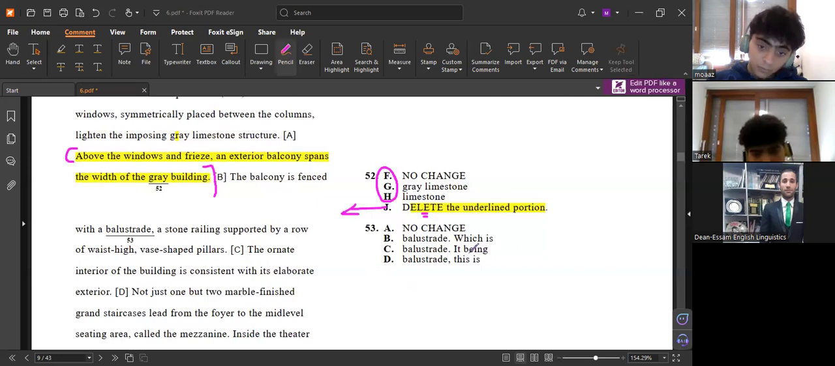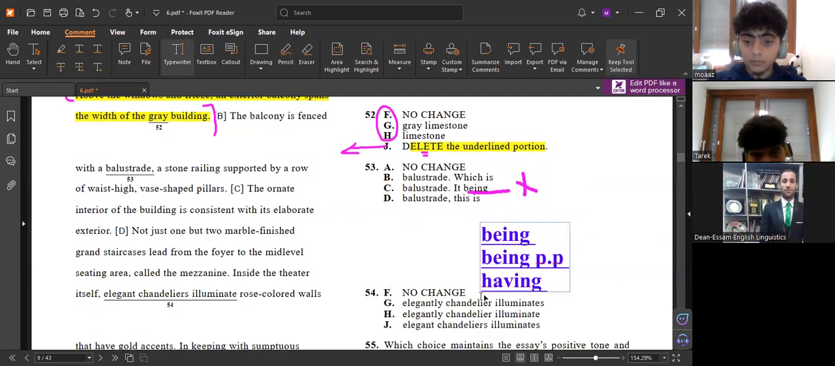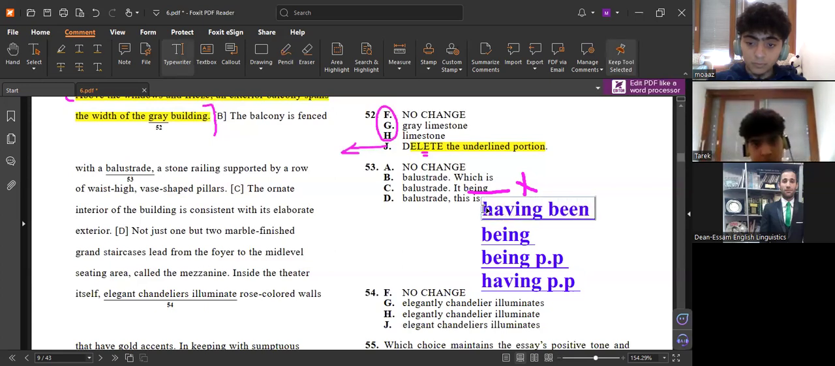Number one, the word being, common mistake, wrong. Any word, remember, not any sentence, any answer with been is wrong. And remember the common mistakes. Any answer with being plus past participle? Wrong. Any answer with having plus past participle? Wrong. Any answer with has, have, being, having, been? Wrong. So letter C, common mistake, wrong.